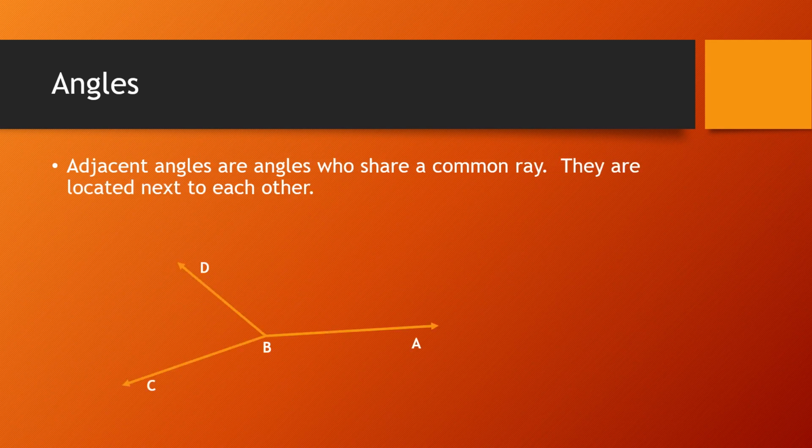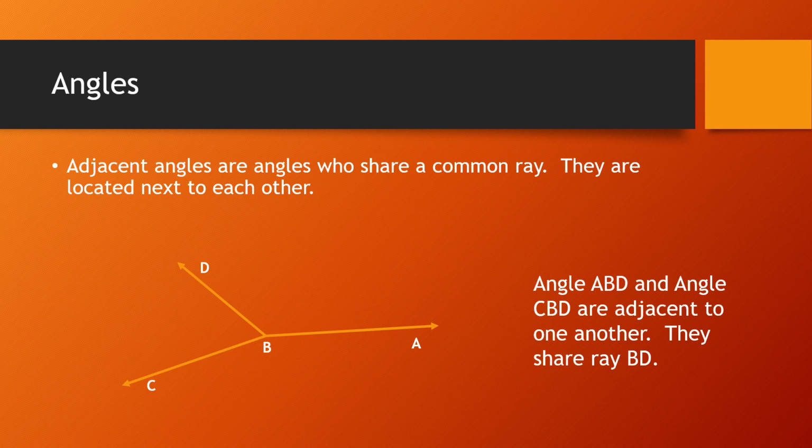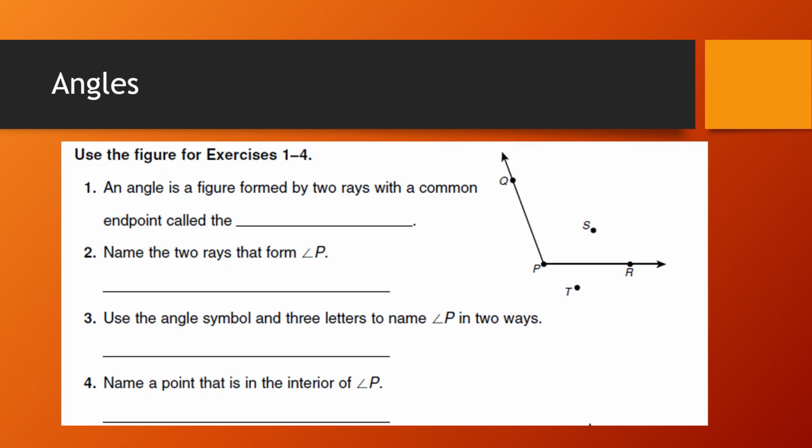And then adjacent angles are two angles that are next to one another. You just need to know that they are next to each other, and they also share a common ray. So you would say this in a sentence like angle ABD and angle CBD are adjacent to one another. That's what adjacent means, next to, and the ray that they share is ray BD. So now we're just going to work through some vocabulary.